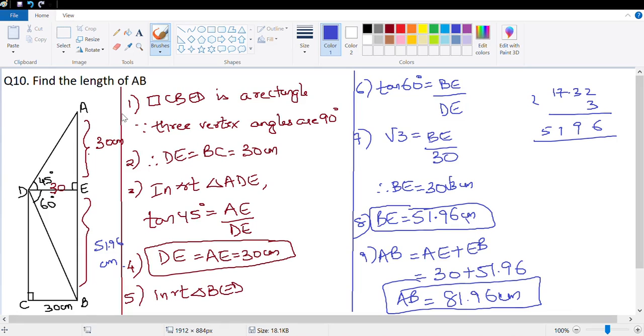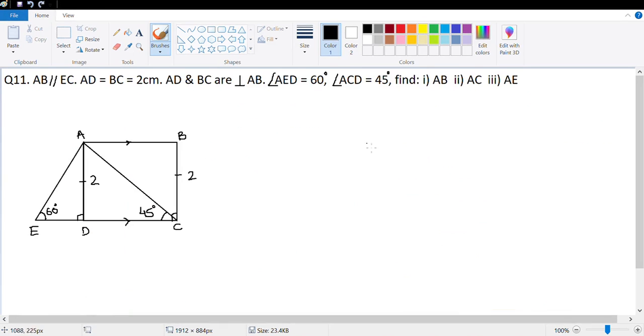The next question that we do is question number 11. It says, in the given figure, AB is parallel to EC. AD and BC are 2 centimeter each, already marked. AD and BC are perpendicular to AB, so already marked. Angle AED is 60 degree, angle ACD is 45 degree. We need to calculate AB, AC and AE.